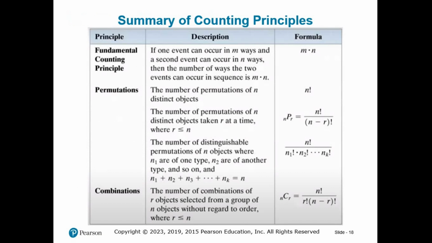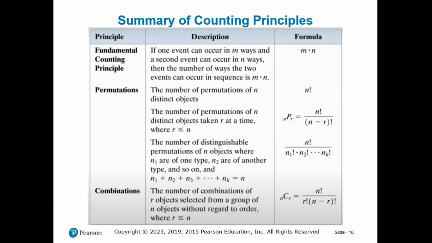Okay, so we're going to review what we've learned about counting principles, then we'll do a few problems pulling it all into probability, so you'll see how different concepts work together. So on here, we started a section or two talking about the fundamental counting principle. It says that if one event can occur in m ways and another event can occur in n ways, then the number of ways the two events can occur in sequence is m times n.